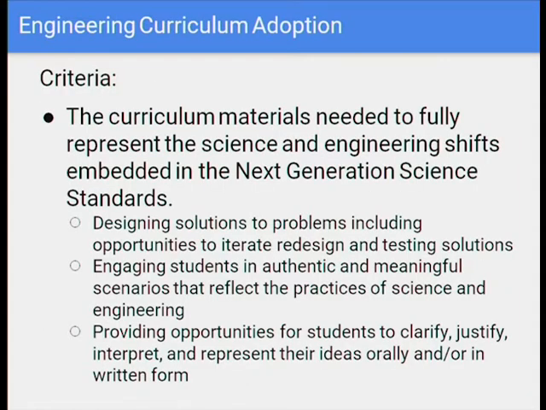I want to go through the criteria that we used to evaluate the pilot. Our key piece for evaluation was the alignment and the embedded science and engineering shifts of the Next Generation Science Standards. So our question was, how well did the curriculum support those practices? We really wanted to focus on designing solutions that gave students the opportunity to iterate, redesign, and test solutions. That's really important in the engineering practices. We also wanted to make sure they were engaging students in authentic practices of science and engineering, as well as providing opportunities to justify and clarify their results through written and oral presentation.